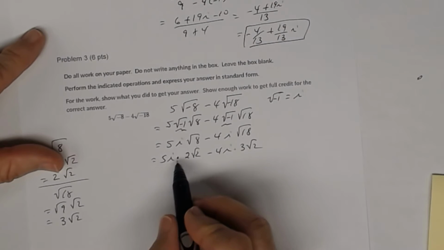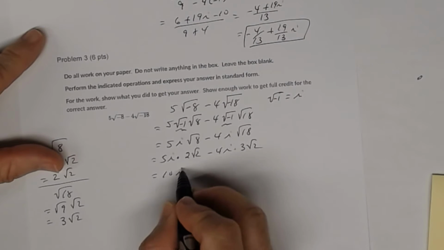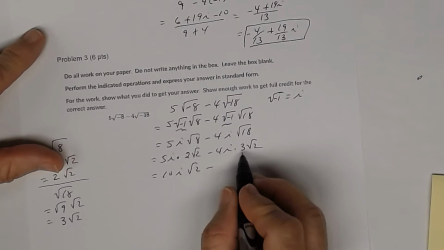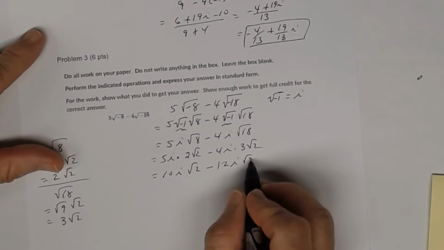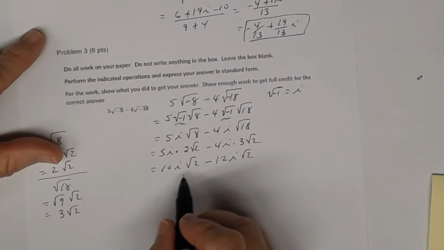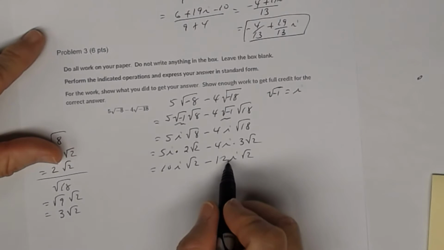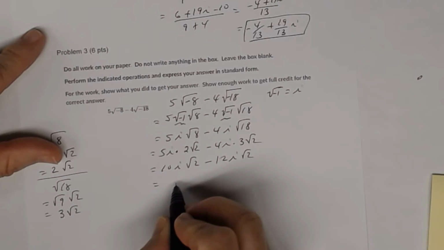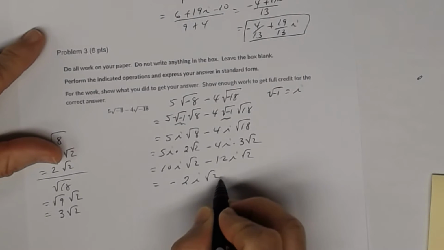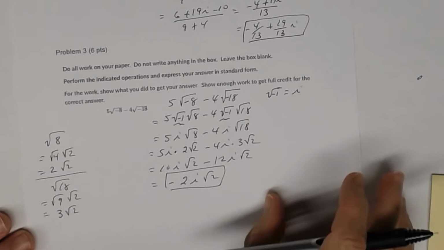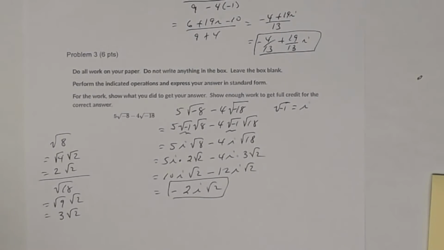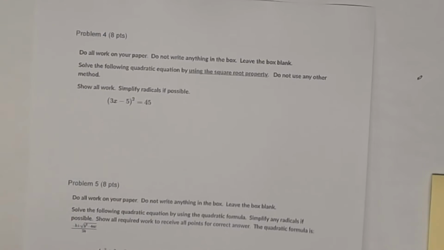Simplifying this further, 5 times 2 is 10, so I get 10i square root of 2, minus, and then 4 times 3 is 12, 12i square root of 2. These are like terms, so I can combine them. 10i square root of 2, subtract 12i square root of 2 is negative 2i square root of 2. Alright, so that was number 3. Alright, number 4, let's look at number 4. So number 4, we have this, number 4.